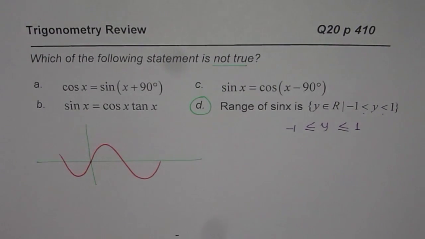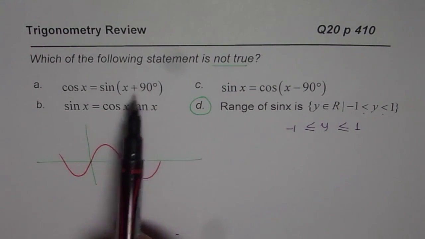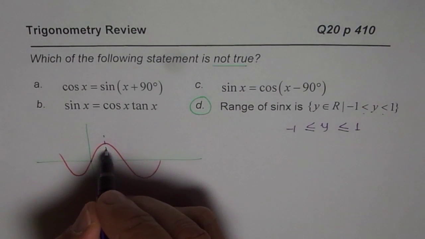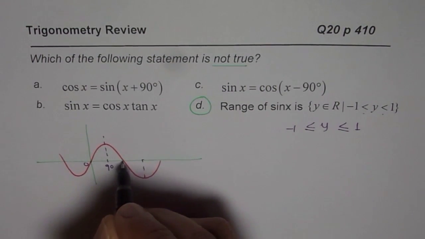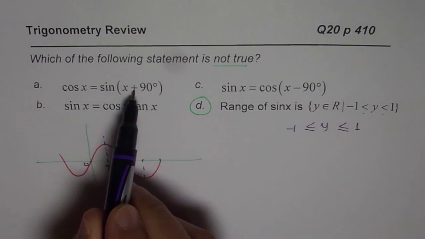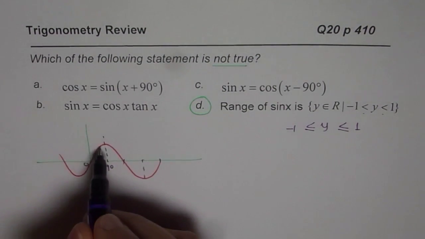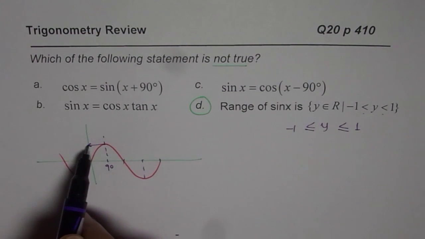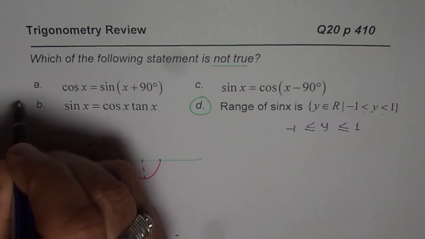Now when I say sin(x + 90), what is 90? 90 is here, correct? This is 90 degrees, then 0, 180, 360. When I say sin(x + 90), that means the sine function has moved 90 degrees left. So that means I'm starting with the maximum and the graph goes kind of like this. Is that okay? So it becomes a cosine graph, so that is true.